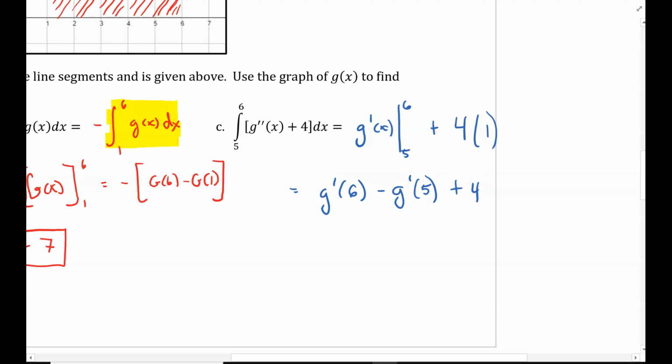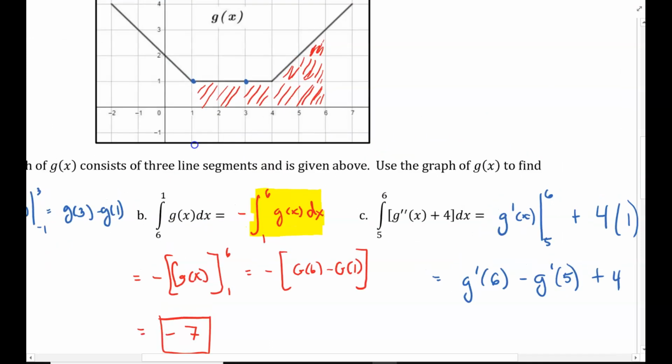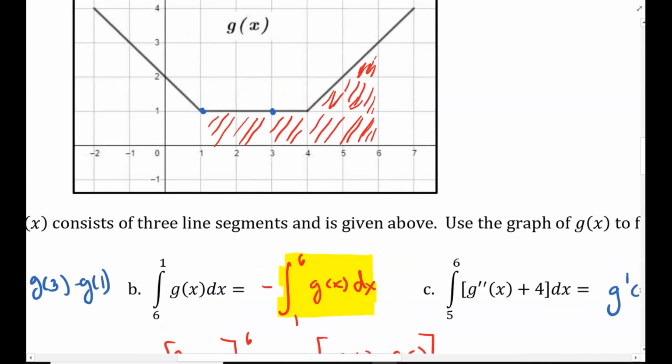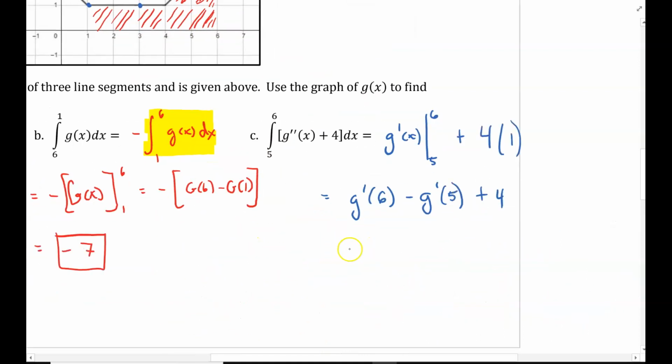And now I have to find what's g prime of 6, what is g prime of 5. Now notice this is g of x. So if I want g prime at 6, that is right here, that's the slope at this location. The derivative of g is the slope at 6. And it looks like we have a slope there of 1. And also for 5, slope of 1. So the answer is just going to be 4. 1 minus 1 plus 4 gives us 4.